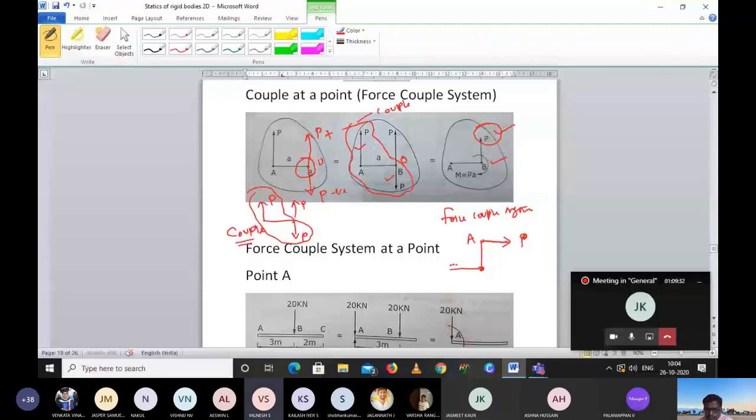I am introducing two opposite forces. So how will it be a force couple system? Which point will it be? P, sir. No, this is point B. Okay, how can I convert it into force and couple?